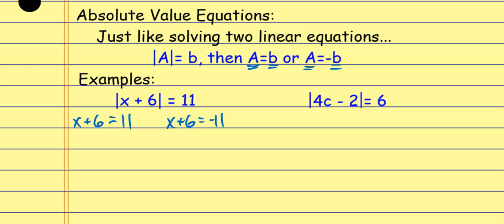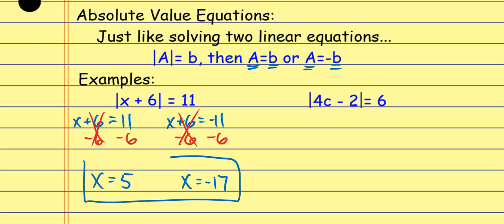So for this first one, to undo adding the 6, I'm going to subtract 6 from each side. The plus 6 and minus 6 cancel. So I get x equals 5. And the next one, I subtract the 6 from each side. Again, the plus 6 and the minus 6 cancel. So I get x equals -17. And each of those would give me a valid answer.